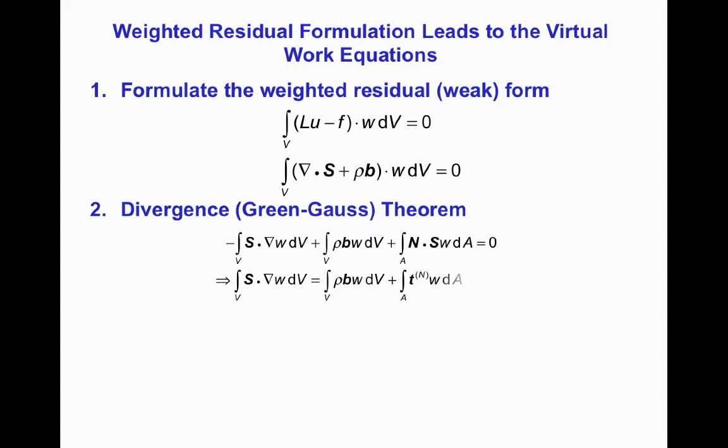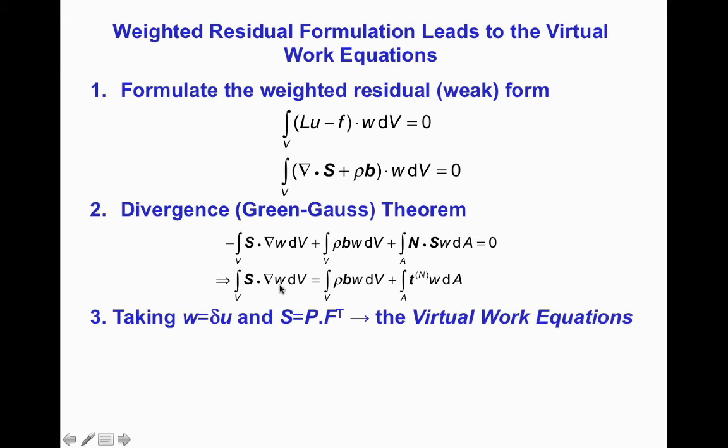And that turns out to be a major advantage of the finite element method. And so this can then be rearranged, since N dot S from Cauchy's formula gives us the traction vector T. But again, these are the tractions referred to surfaces defined in the undeformed state of the body, and hence the capital N here. So we have S dot grad W integrated over the volume equals the integral over the volume of rho B times W plus the integral over the surface of the tractions T times W.